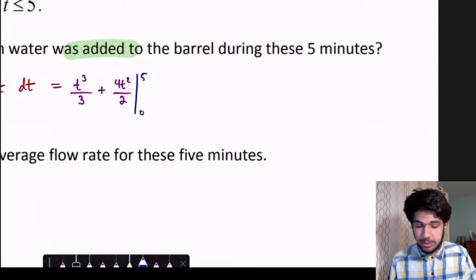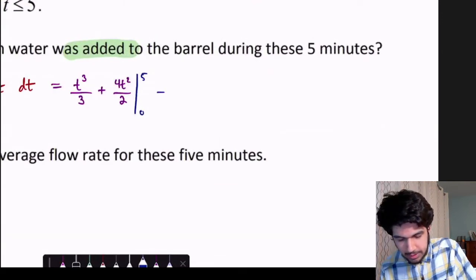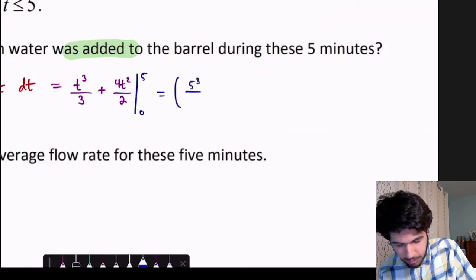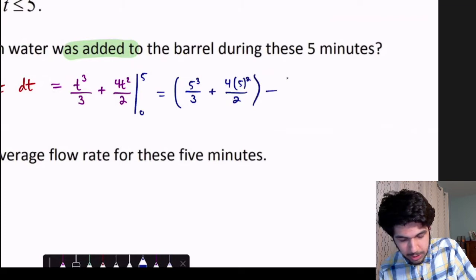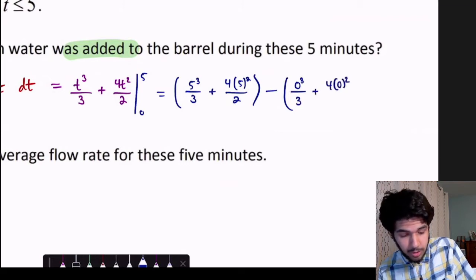We can use the fundamental theorem of calculus for this. First we'll plug in the 5 where we see a t. So this will be 5 cubed over 3 plus 4 times 5 squared over 2. And from that, we'll subtract the same thing, but now we'll plug in a 0 where we see a t. So 0 cubed over 3 plus 4 times 0 squared over 2.